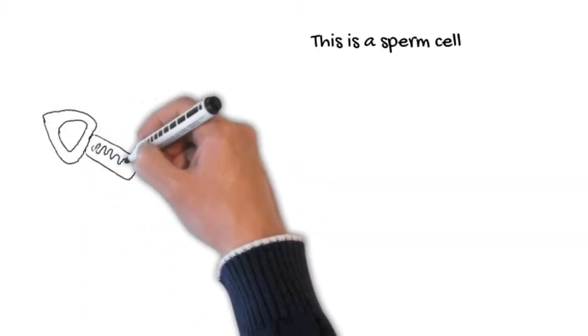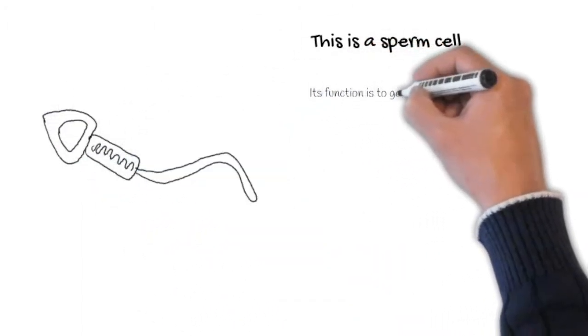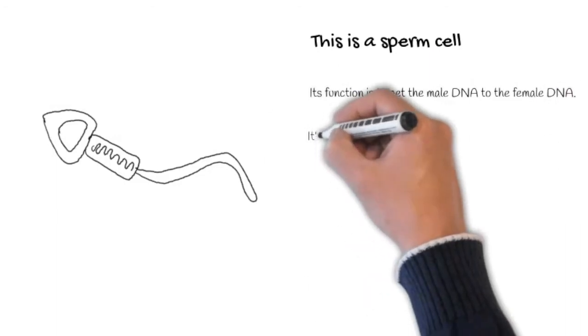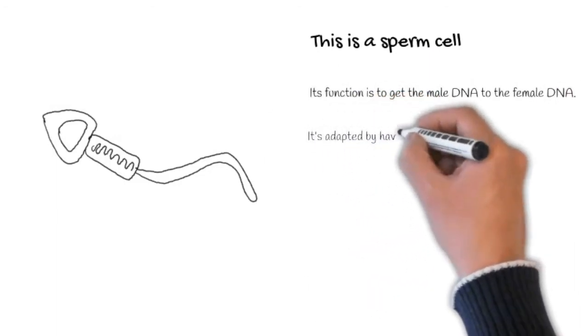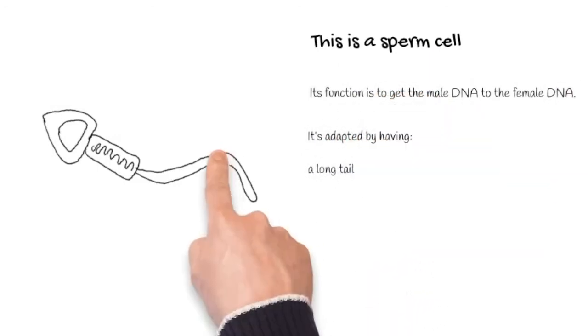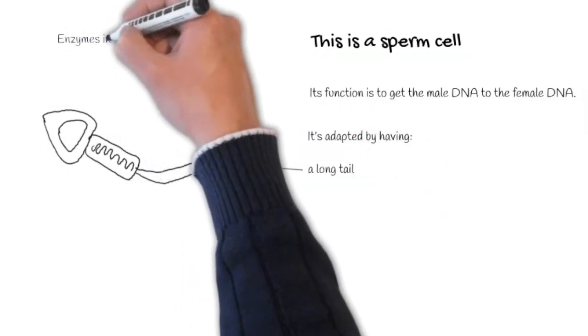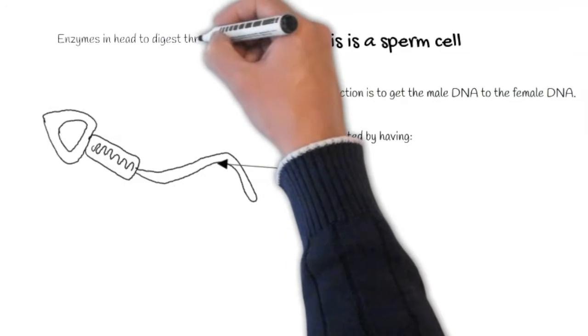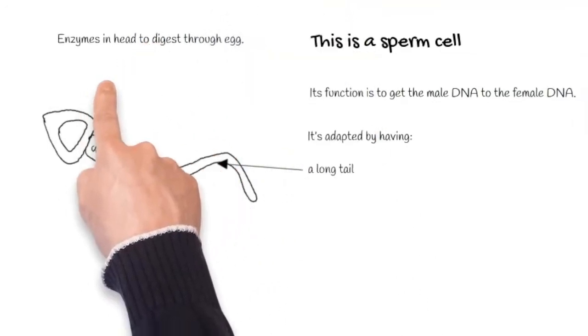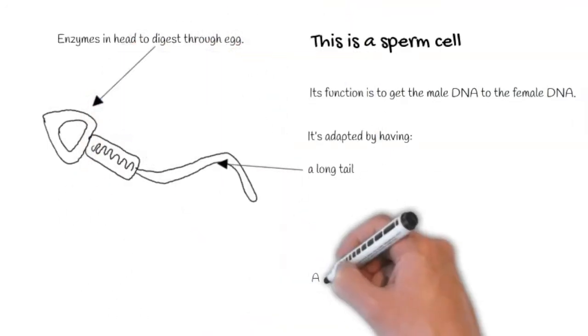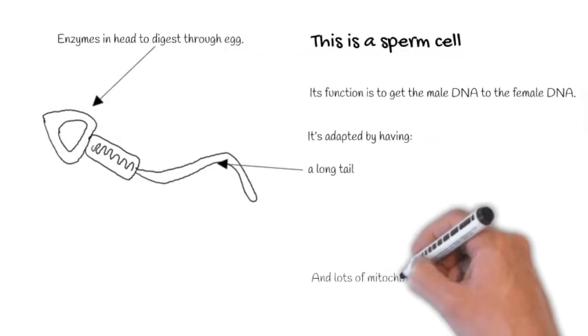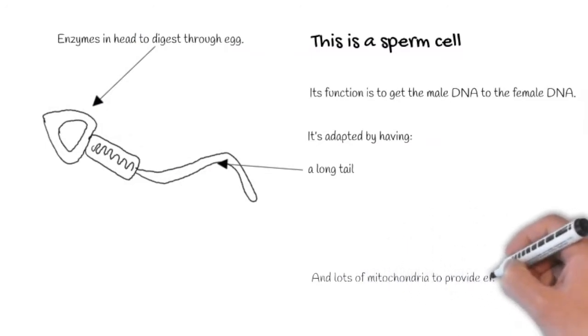Here we have a sperm cell. It is a specialised animal cell. Its function is to get the male DNA to the female DNA to fertilise the egg. It is adapted by having a long tail in order to swim, enzymes in the head to digest through the egg, and finally it has lots of mitochondria to provide lots of energy for its swim.